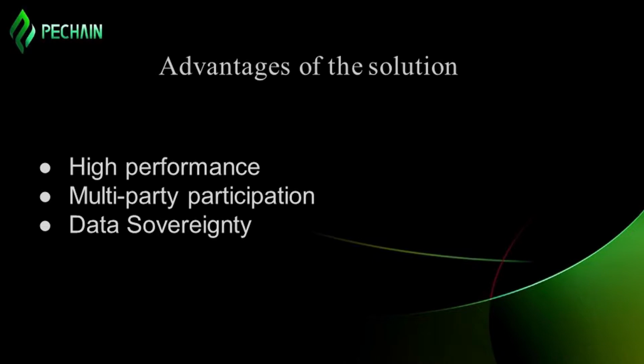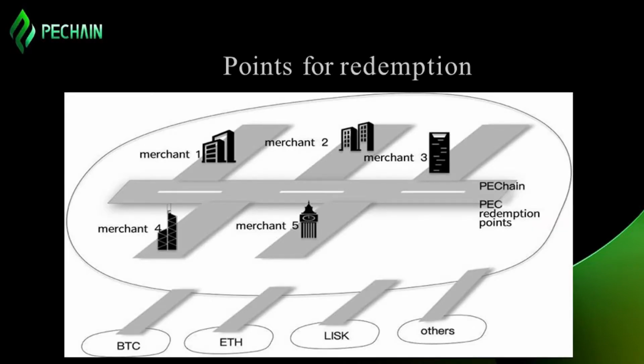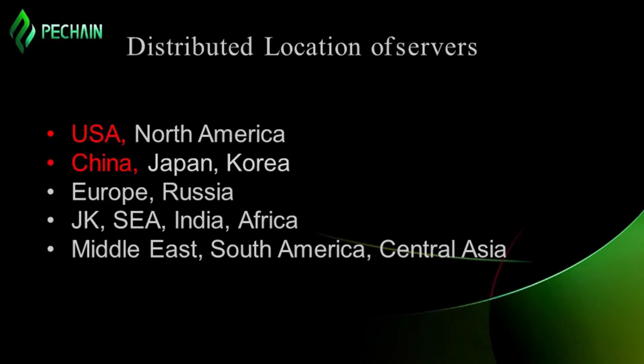The advantages of our solution will be to provide very high performance, multi-party participation, as well as data sovereignty. Again, this is a chart showing multiple merchants and multiple currencies, multiple cryptocurrencies and points. And the service will be truly multi-regional, multinational, multi-currency, and multi-language. I can go on and on. But the priorities will be USA and North America, like Canada, and China, Europe, and so on.